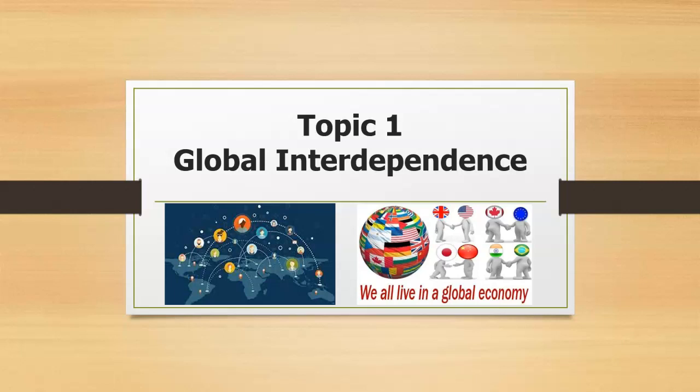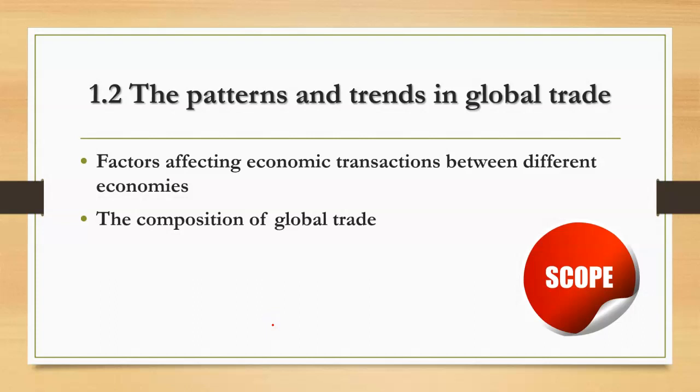In this video, we will be looking at topic 1.2, which is again another subtopic of global interdependence. In this topic 1.2, we will be looking at the patterns and the trends in global trade. In other words, we will be looking at how trade in the world has evolved over the years. So we will be looking at factors that cause the change in global trade, which means factors that actually affect economic transactions.